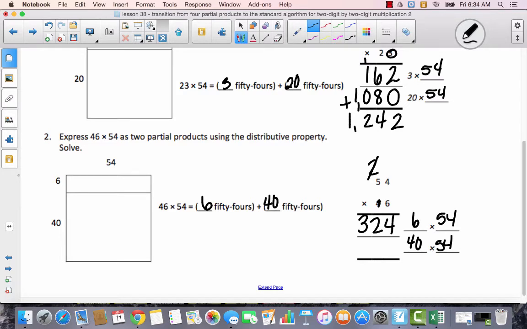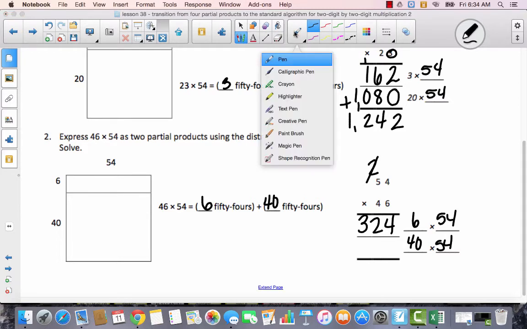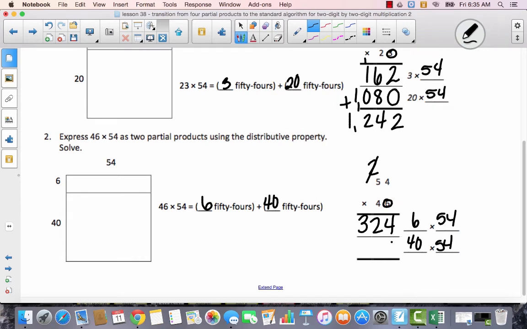Now it's really important that you mark this out. That's no longer valid, because now I'm going to do 54 times 40. So I'm pretending that this 6 is actually a 0. So I'm going to go ahead and put down my 0. 4 times 4 is 16. This time I'm carrying a 1. 5 times 4 is 20, plus 1 is 21. Now when I add, I have 4, 8, 4, and 2. 2,484. This part can get a little bit confusing.